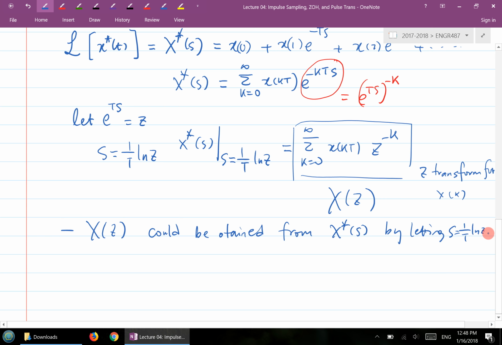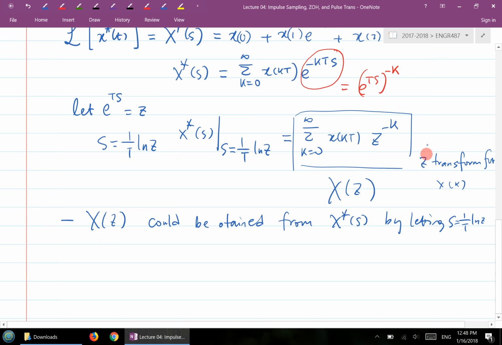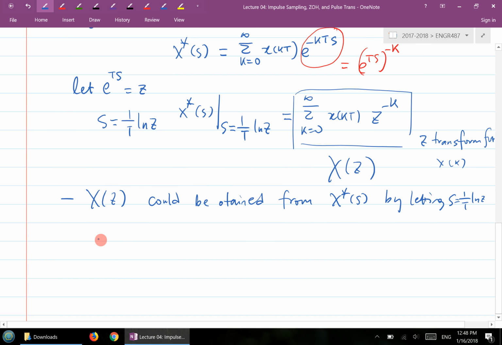So immediately you can think, if I do the z transform, I can do the traditional one to get the x of k, and then do the z transform by applying the formula. Or somehow, if I can get x star of s, then I can do this substitution. I can still get the same x of z, right? Equivalently, you could also see this x of z signifies x star of s.